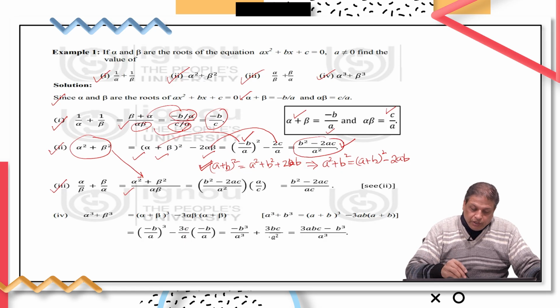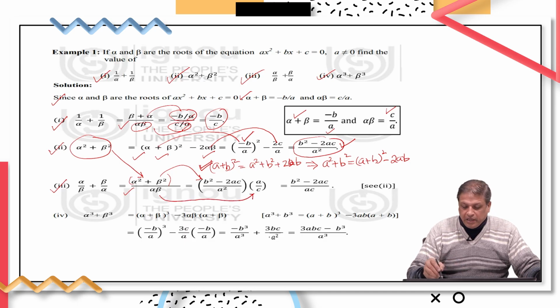So, substituting for this, we will get this expression, and we already know alpha beta is c by a. So, inverse of c by a will be a by c, because alpha beta is appearing in the denominator. Now, by solving, a will be cancelling this part. So, you will be getting b square minus 2ac upon a into c.